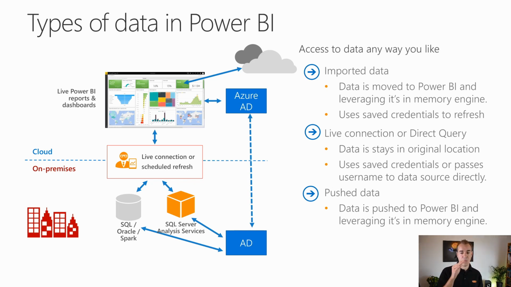When you use live connection or direct query, the data stays in its original location. It uses saved credentials or passes the username to the data source directly. So again, when you have single sign-on, for example, it passes the credentials to the data source and sends the query using those credentials. If you have security set up on the data source, only the data that the user is allowed to see will be moved back. And finally, we have push data. So data is pushed to Power BI and is leveraging its in-memory engine. The pushing of data goes through APIs and it's actually not used that much.